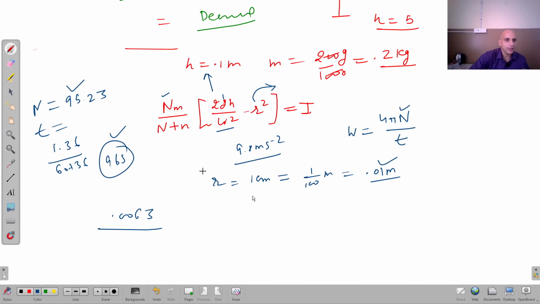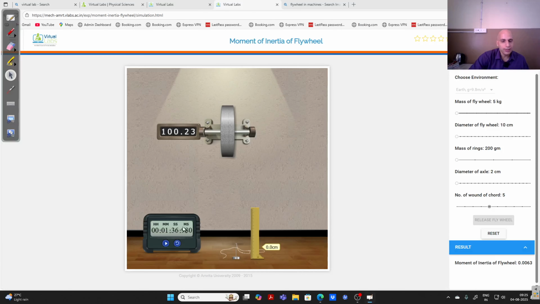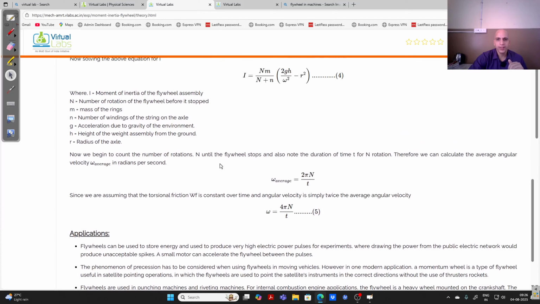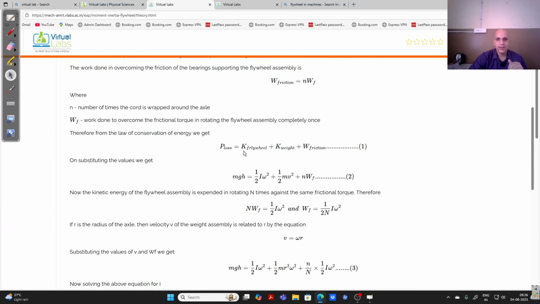But in the calculation done in this simulation, I think the values of small t and n are already taken as per the theory, right? So if you are doing the experiment in the lab, then you have to keep in mind that the small t will be taken as the time when this mass is detached. So this is the value of the moment of inertia that I got here, 0.0063. You can see this was the expression, right?